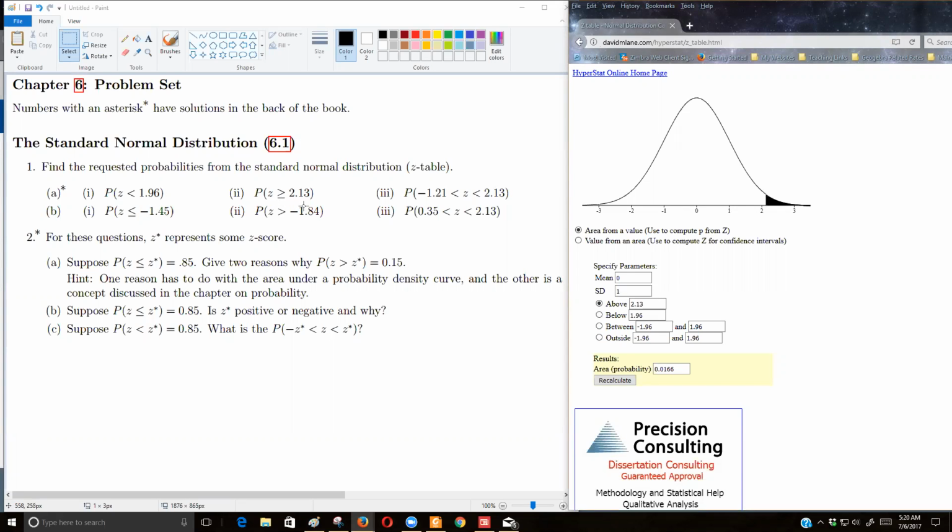Question part 3 would be in between, so we're going to click between negative 1.21 and 2.13, and then it shows me the nice shaded area. That's one thing this applet's very nice about, showing the sketch. I always do a sketch when I'm working with normal curves. That way I know what I'm talking about.